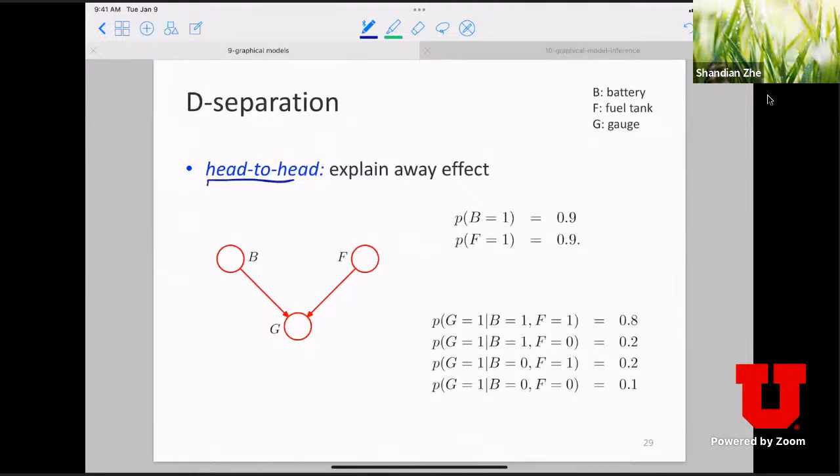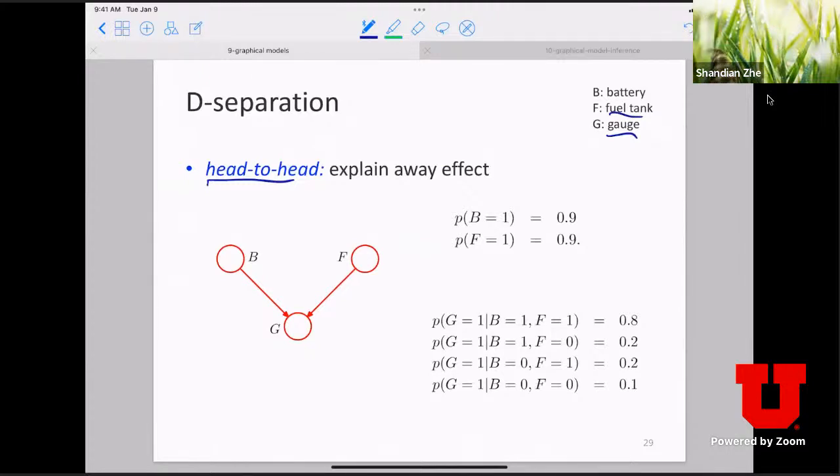Now we assume we're looking at your car. You have the gauge reading for the fuel. So we have a gauge, we also have a fuel tank, and we also have a battery. So there is obviously a relationship between the battery, the fuel tank, and the gauge.